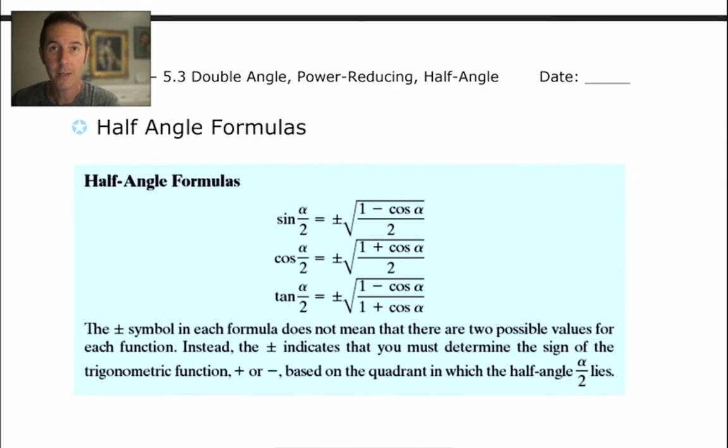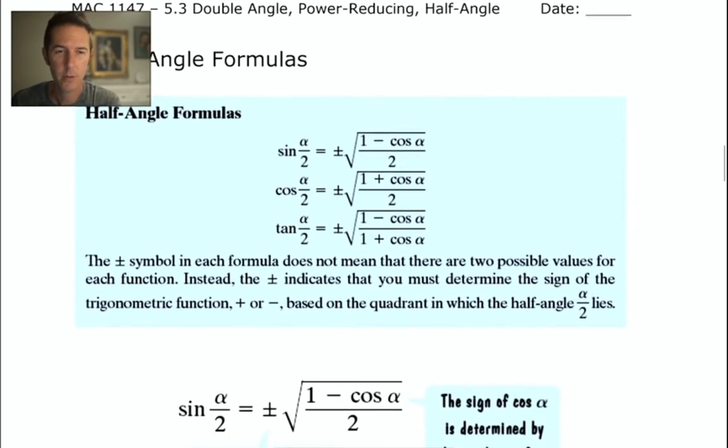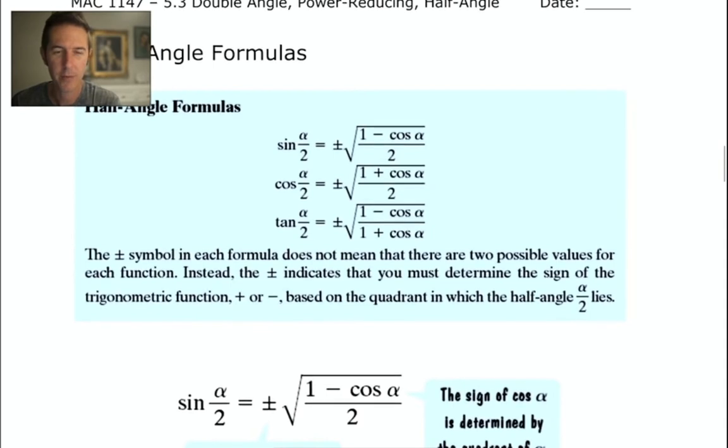Half-angle formulas. Yay, more formulas. Oh, and they've got these pluses or minuses in front of the square root symbol. Why are those there? What's the square root of 9? Plus or minus 3. Is that the plus or minus that we're looking at there? Bad news. It's not. It's a different plus or minus.